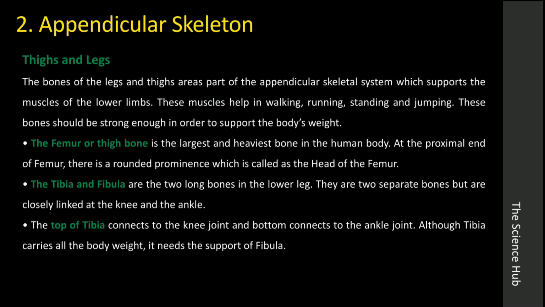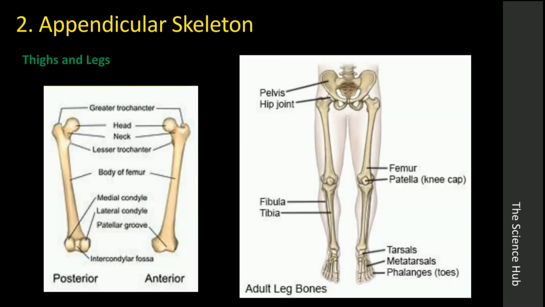Tibia and fibula are the two long bones of the lower leg. They are two separate bones but are closely linked at the knee and the ankle. The top of the tibia connects to the knee joint and the bottom connects to the ankle joint. Although the tibia carries the body weight, it needs the support of the fibula bone.